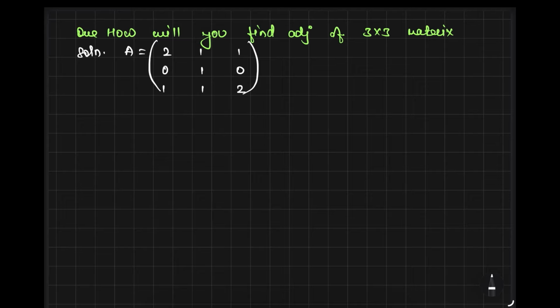Now what do we have to find? We have to find the adjoint. So for the adjoint, what do we need to do? We have to find out the cofactor matrix and then we have to take the transpose, correct?